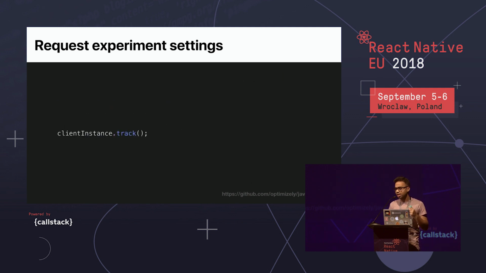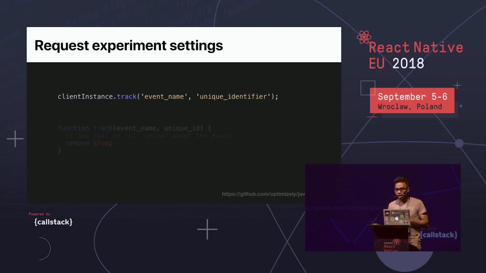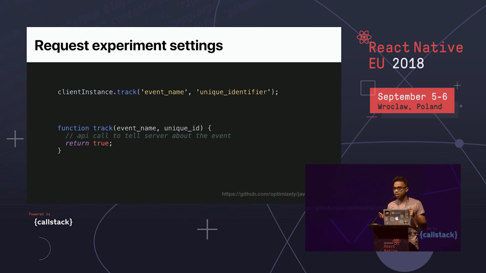To track other events, let's say the user now gets base or variant, and we need to track whether the user clicks. That would be a track call. Here you pass an event name and an identifier. This associates with the experiment name which you passed earlier, so you don't have to worry about which experiment the user is going to. It will be tracked automatically. In the background, it just makes an API call to the server to tell whether the user has clicked or not. Then you will have a nice dashboard which says base users clicked so many percent, variant users clicked so many percent.